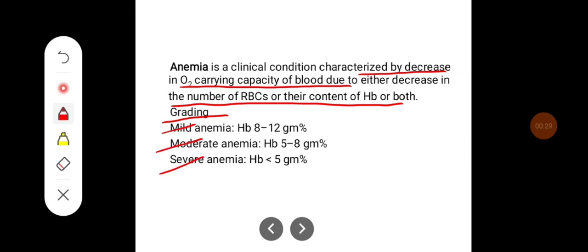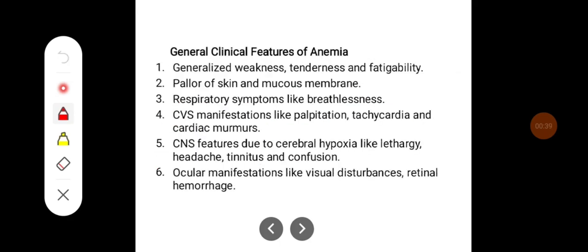It is mild anemia if the hemoglobin concentration is between 8 to 12 gram percent, moderate if between 5 to 8 gram percent, and severe if it is less than 5 gram percent.